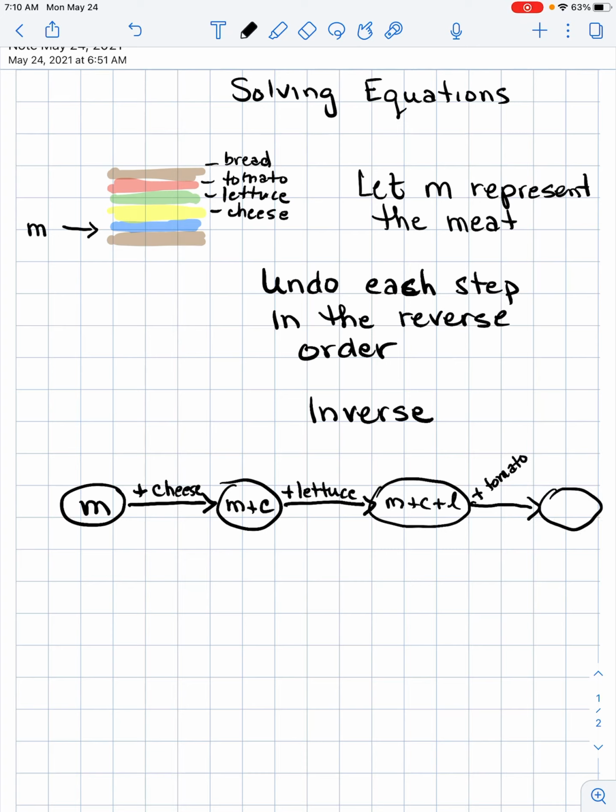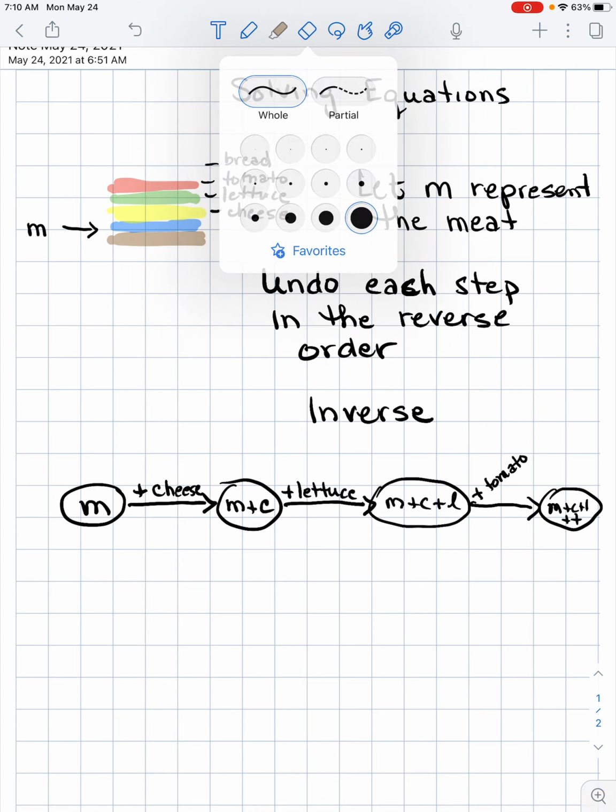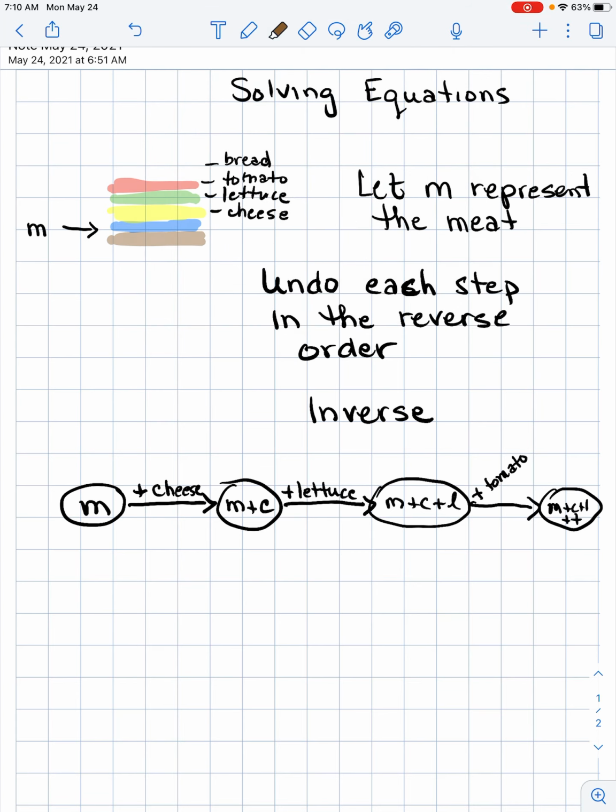And then we're going to get meat plus cheese plus lettuce plus tomato. And this is kind of messy. And then to make things easier, let's pretend I never put the bread on because I've run out of room. Okay, so this is, let's say, my sandwich. Let's say it's an open-faced sandwich. So this is my finished product. Okay, right here.